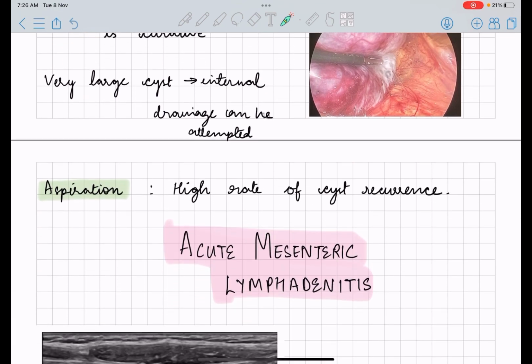Aspiration can be attempted, but it has a very high rate of cyst recurrence. Okay, so aspiration has a very high rate of cyst recurrence. Therefore, curative treatment and the treatment of choice is actually enucleation of the mesenteric cyst. After mesenteric cyst, we move on to the next topic, that is acute mesenteric lymphadenitis.